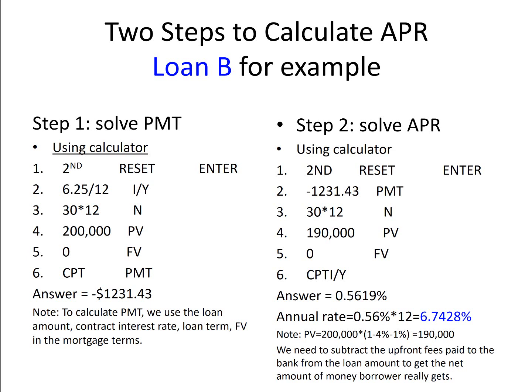is $190,000. We can compute the monthly interest rate as 0.5619%, so the annual rate is 6.7428%.